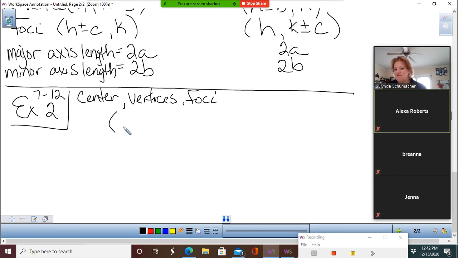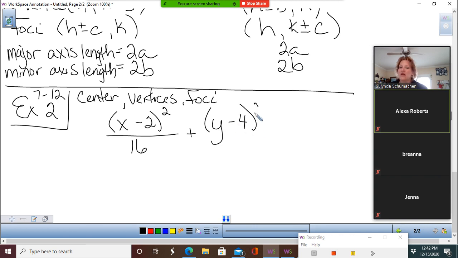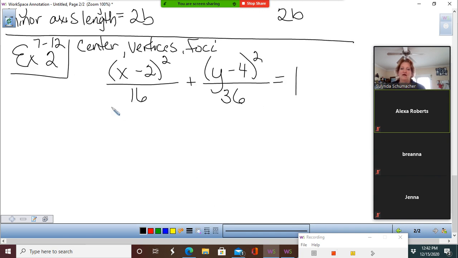Say I have x minus 2 squared over 16 plus y minus 4 squared over 36 equals 1. All right? So, looking at this equation, this is stretched bigger on the y-axis. So we automatically know we're going to use this column or this side of our table. All right, so our center is at (2, 4).